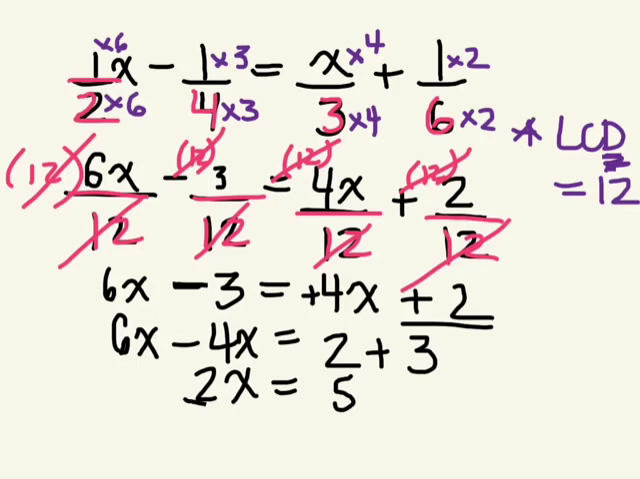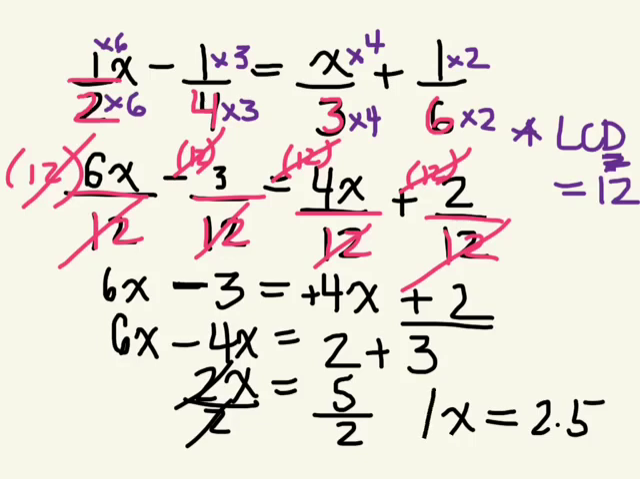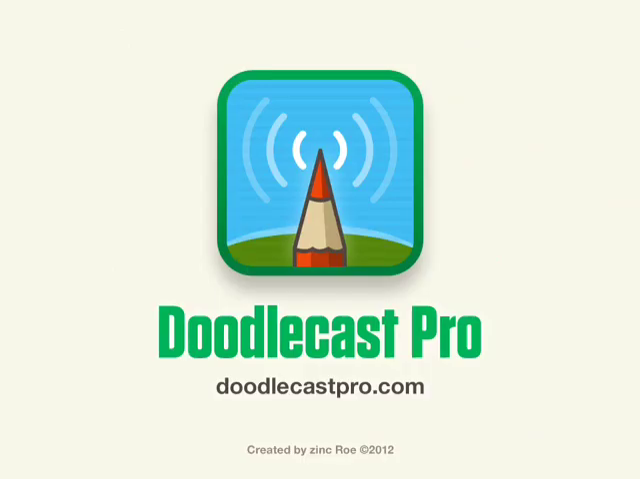Now we have to divide both sides by 2. That cancels out. X is equal to, what's 5 divided by 2 as a decimal? 2.5. Good. 2.5.